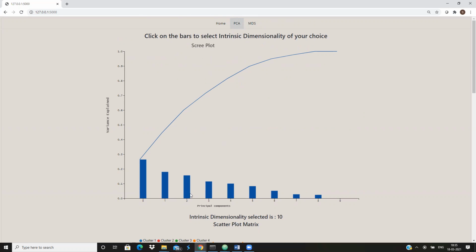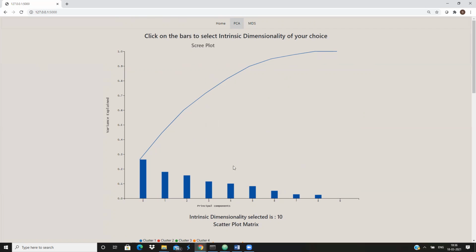Each of these bars represents one principal component, and on the y-axis we have the variance ratio. As you can see, this line contains the sum of the variance ratio from principal component 0 all the way till 9. So as you can see, the line touches 1, right? So all the principal components together have a sum of variance ratio of 1.